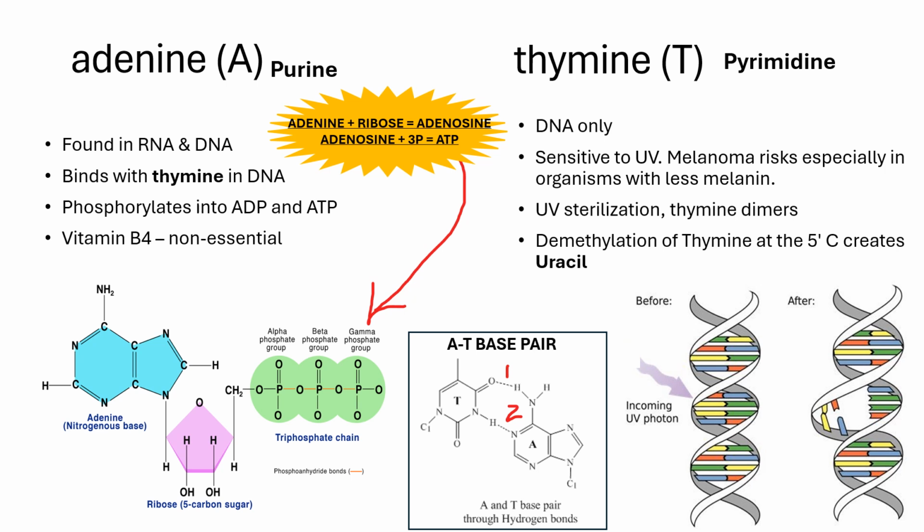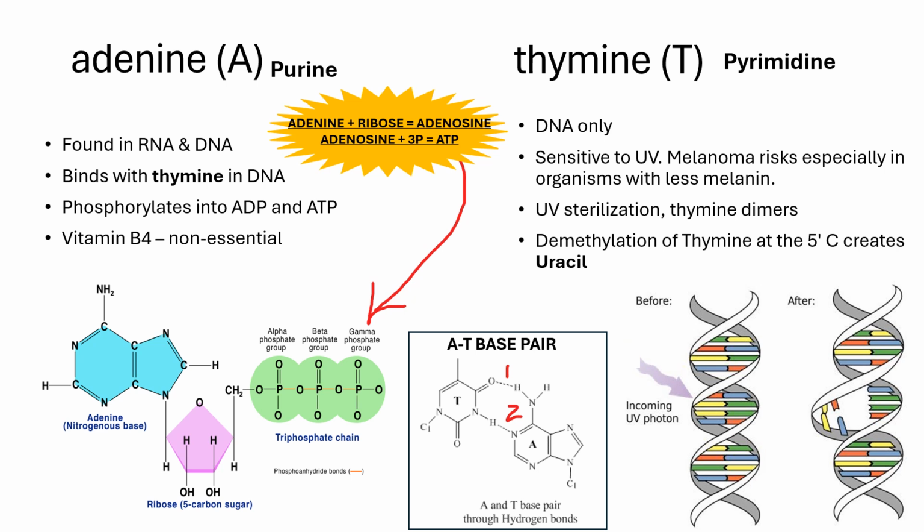So the first base pairing we're going to look at is adenine and thymine, which is a base pairing that's found only in DNA. So adenine, or adenosine monophosphate, is found in both RNA and DNA, but binds with thymine only in DNA. AMP can phosphorylate into ADP and ATP, which is essential for energy production and life. Adenine is also known as vitamin B4, which has been classified as non-essential and is no longer an actual vitamin, since we can synthesize it. It's found in meat, fish, and eggs.